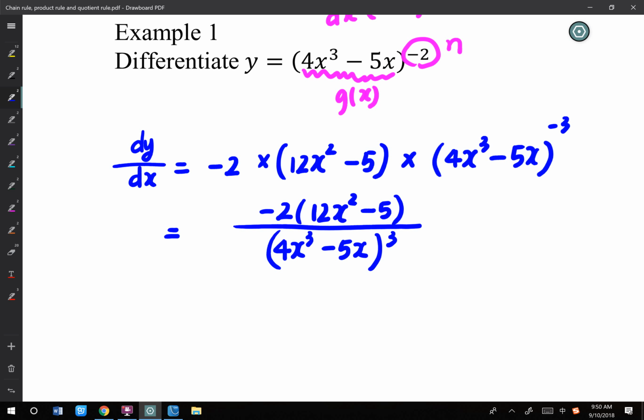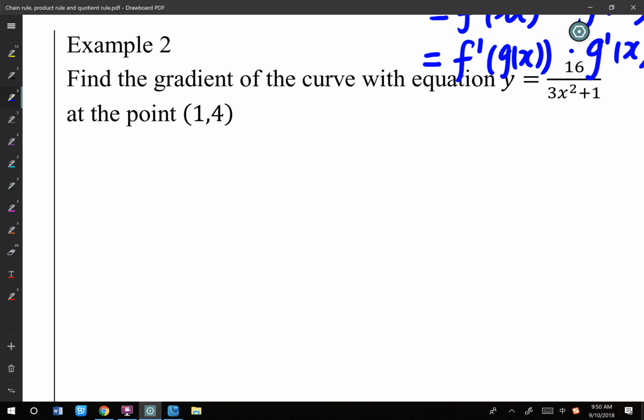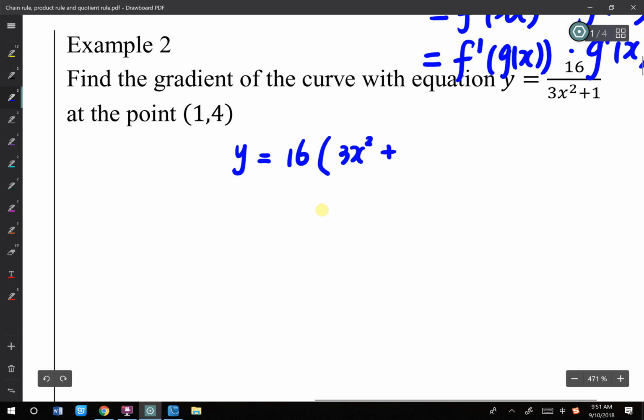Next one. Find the gradient of the curve with this equation. What you want to do first to this equation, 16 over 3x squared plus 1, is to derive it. Before you derive it, what do you need to do? Write it as a power of something. So y equals 16 times 3x squared plus 1 to the power of what? -1.